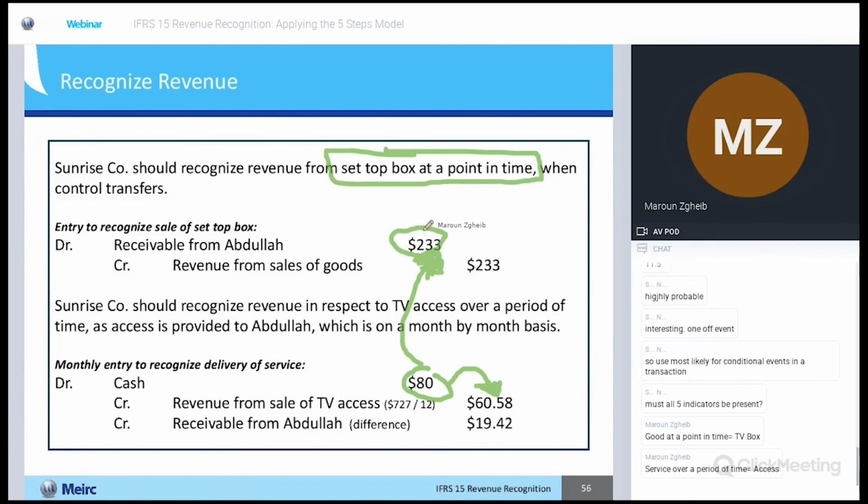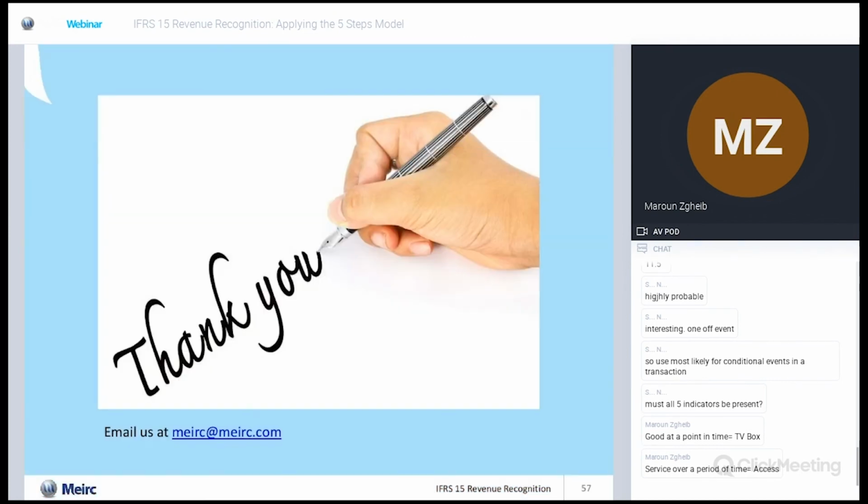The good that is delivered at a point in time, we recognize once we deliver the good, and the service over a period of time, we recognize with the passage of time. And those are the 5-step model that IFRS 15 introduced. Every contract with the customer, you have to approach based on those 5 steps.